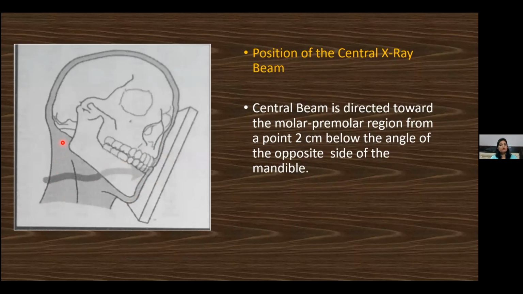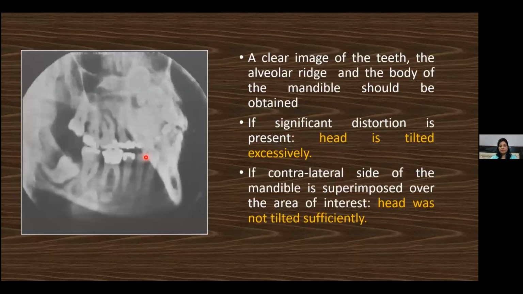2 centimeters below the angle of opposite side. So you can see it clearly. The cassette is placed on this side, but the X-ray is directed from the opposite side, 2 centimeters below the angle, directed in the molar premolar region. So what you get? You get this kind of image. So can you see the body of the mandible?